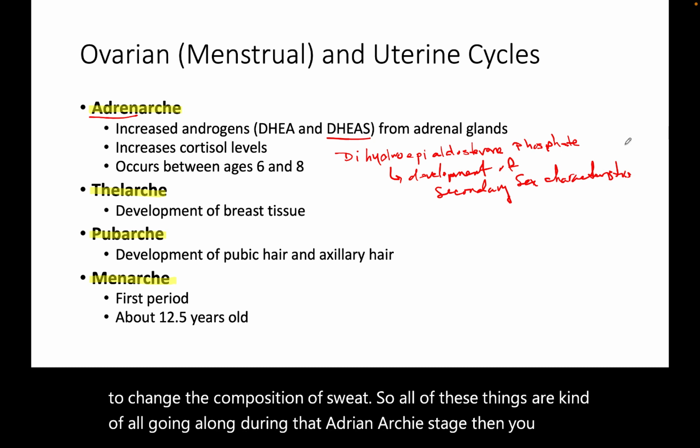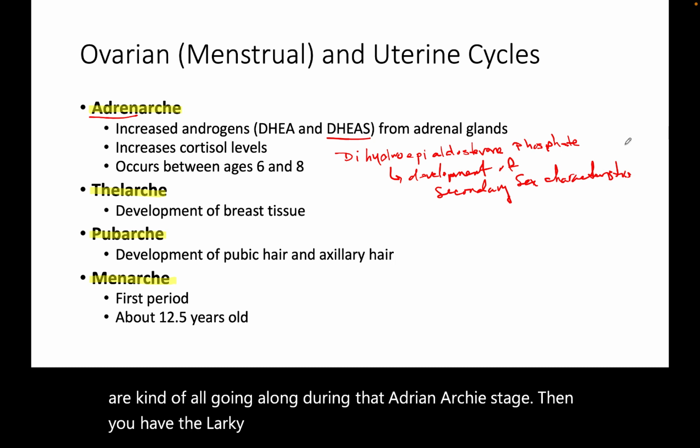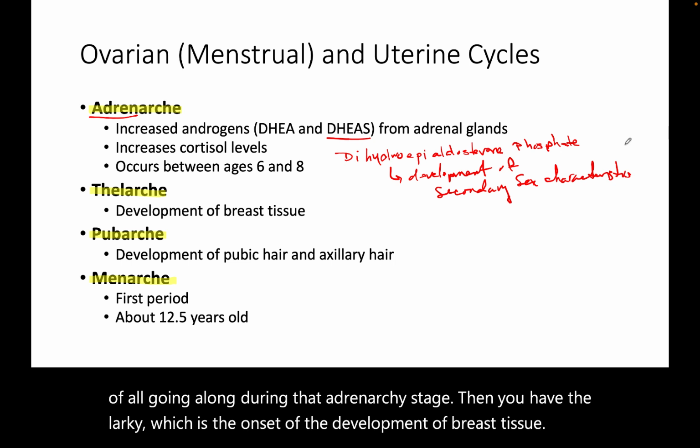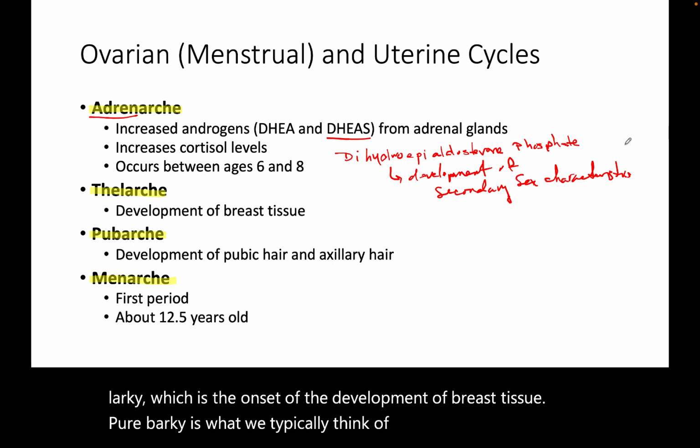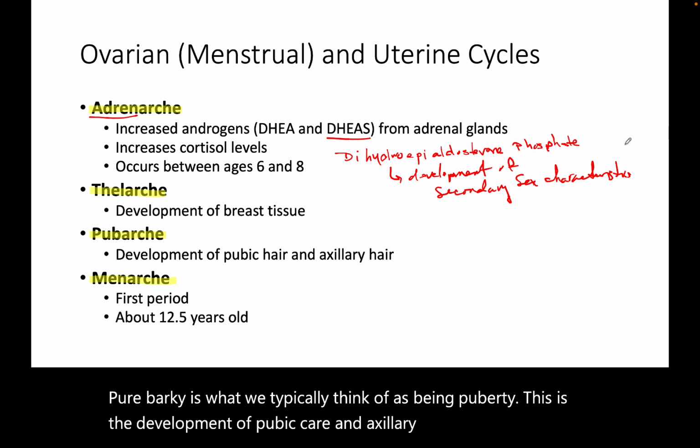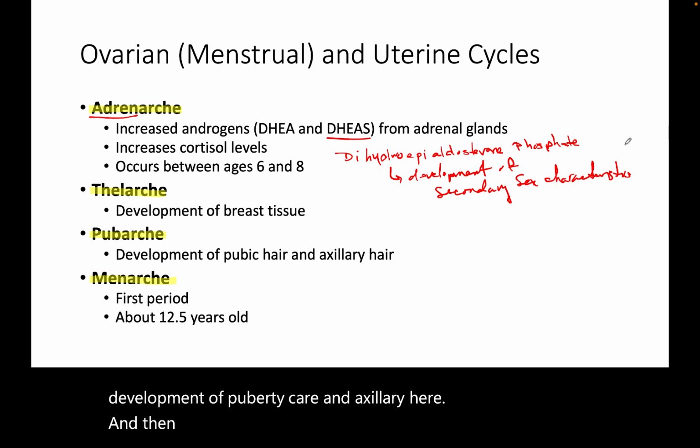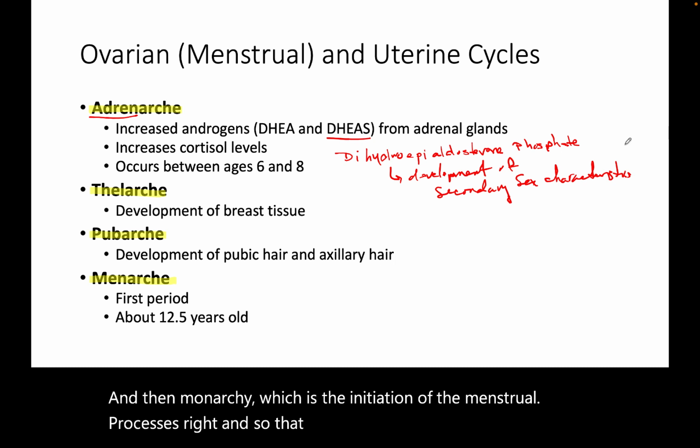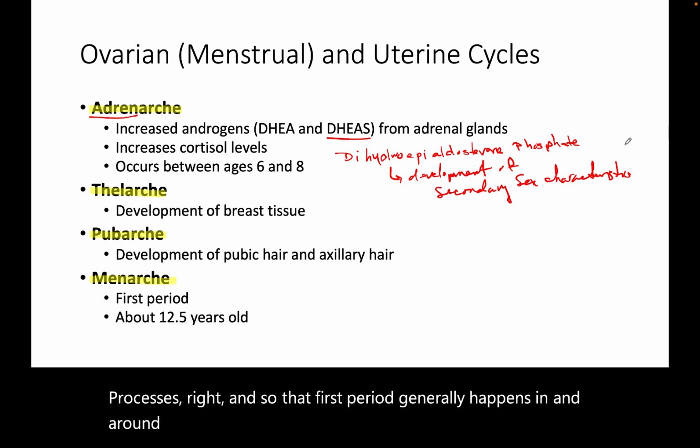Then you have thelarche, which is the onset of the development of breast tissue. Pubarche is what we typically think of as being puberty. This is the development of pubic hair and axillary hair. And then menarche, which is the initiation of the menstrual processes. That first period generally happens in and around age 12, 13, 14, somewhere in there.